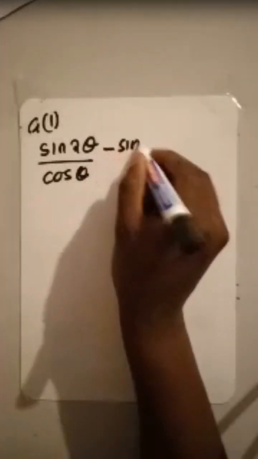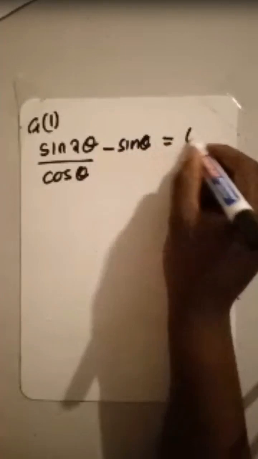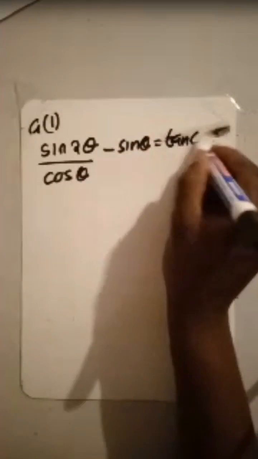Okay, so number A1 was saying prove the identity sin 2 theta over cos theta minus sin theta is equal to tan theta. Okay? So we need to prove this, guys. How do we do that?